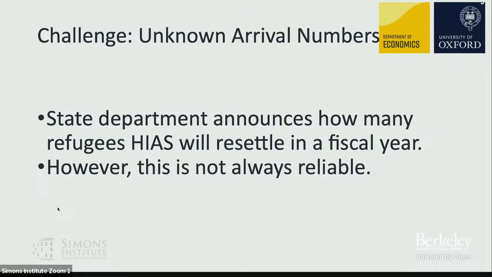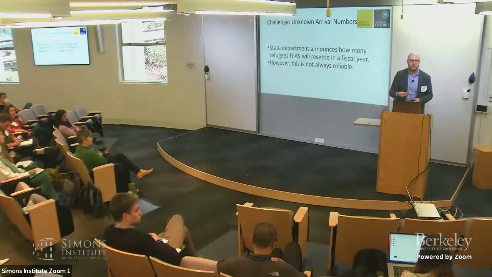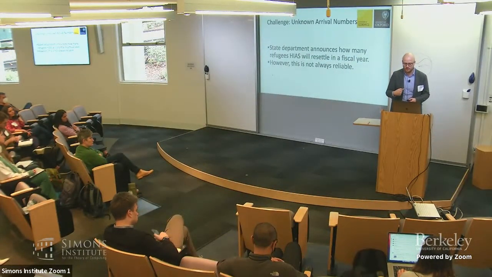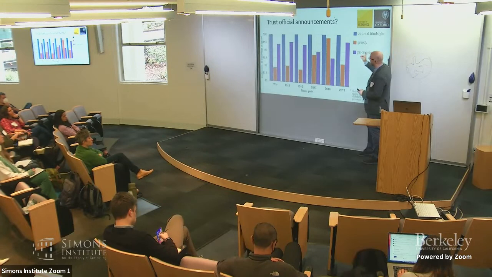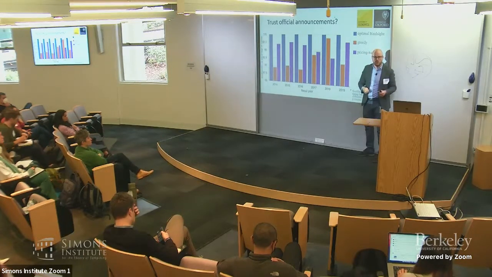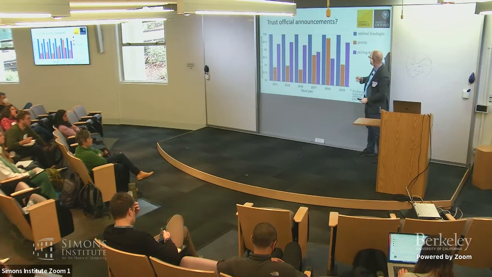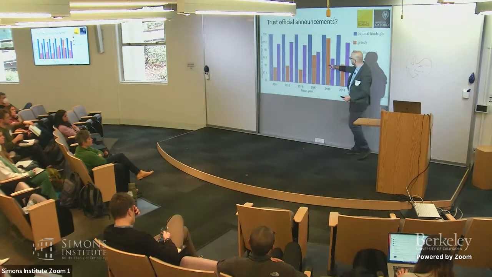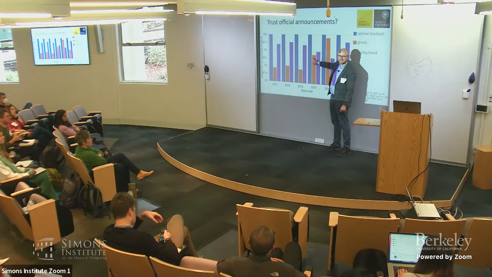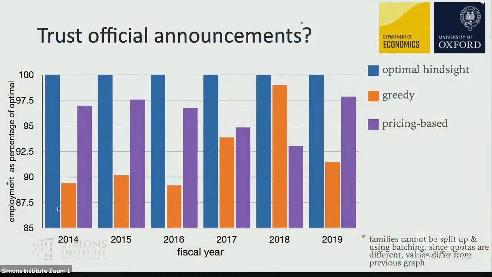So what HIAS, the agency I work with, actually knows, they have a really good estimate of realistically how many people are going to come, given all the information that they have. And so what we did is we looked through their records about their estimates of how many refugees they thought would come in. If you trusted the official announcements, if you just took the press releases from the White House, you would do really badly. In fact, our pricing-based rule in some years, this is 2017, you know what happened in 2017? You do really quite poorly. So the algorithm wouldn't do very well at all.